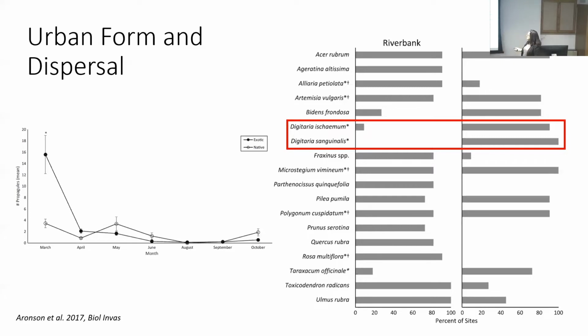So we're seeing Acer rubrum, which is a native plant, moving in the litter and it's on the riverbank. But we see a lot of these really anthropogenic species, these are crabgrasses, right? So they're moving along the river system.